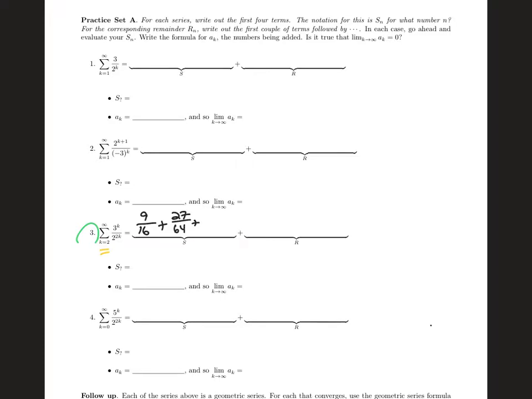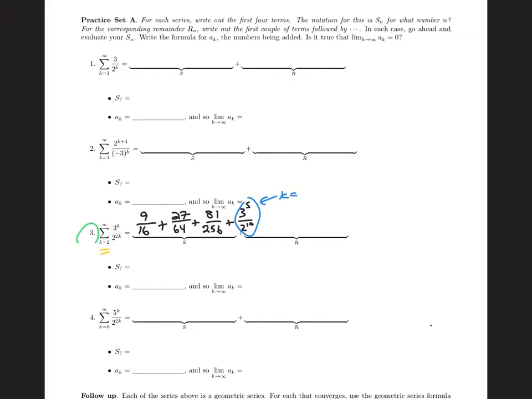I guess there's no real reason for me to try to keep doing that. I know 3 to the 4th is 81, and in the denominator I'll have 2 to the 8th, which is 256. And then finally I'll have 3 to the 5th power, which I know is 243. And in the bottom I'll have 2 to the 10th power, which is 1024. So those are the first 4 terms.